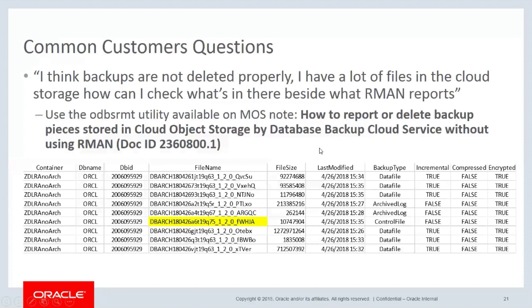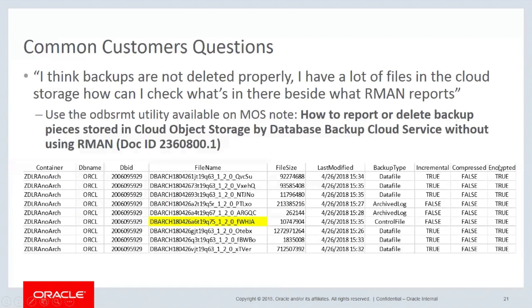There is a Perl script that you can use to browse an object storage without Arman, so you can run it on any Linux or Unix machine where you have access to the cloud storage. It just browses the object storage and provides you a list like this, where it gives you the container name, database name, DB ID, the file name, which is basically the backup piece, file size, when it was modified, and what type of file, it's a data file, backup, archive, log, control file, etc.